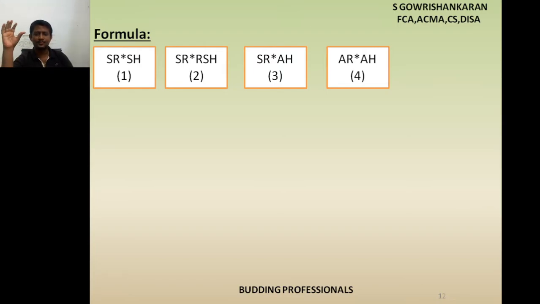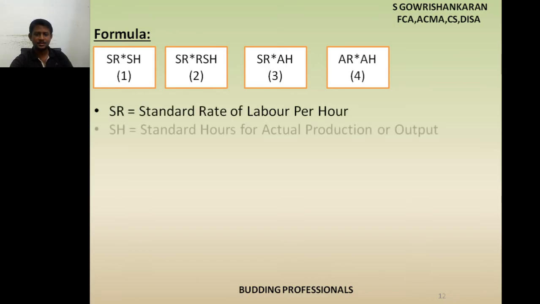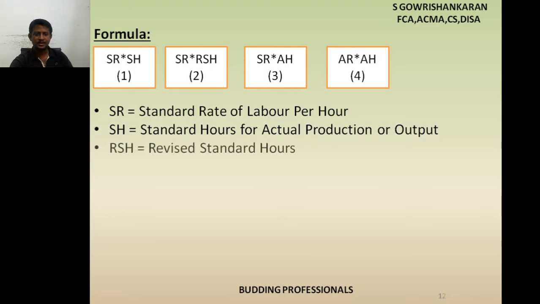Then the fourth one is actual rate, actually how much I paid to my labor, into actual hours, actually how many hours I used for production. Okay. So in continuation, here it is explained. SR means standard rate for labor per hour. Standard hours means standard hours for actual production or output. Then RSH, revised standard hours, is nothing but standard mix for actual hours used. Okay.